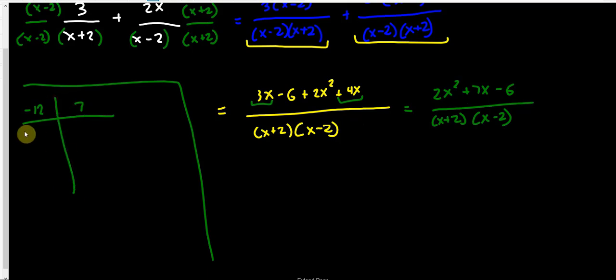Well, let's see. 1 and 12, negative 1 and 12 is not going to work. 1 and negative 12 is not going to work. Negative 2 and 6 is not going to work. 2 and negative 6 is not going to work. Negative 3 and positive 4 is not going to work. Positive 3 and negative 4 is not going to work. I don't believe this factors any.